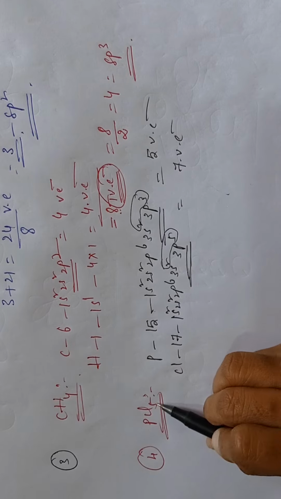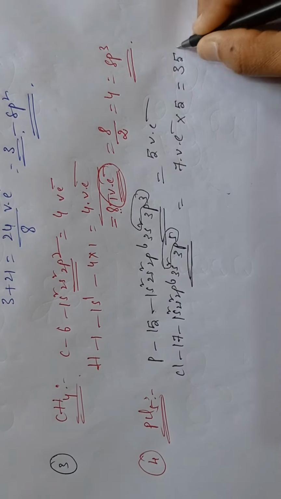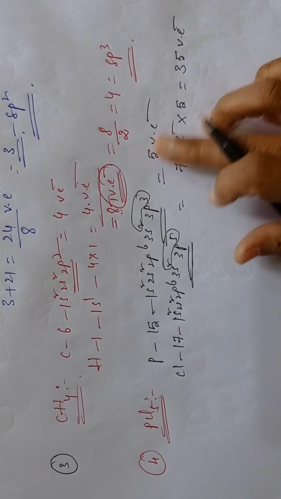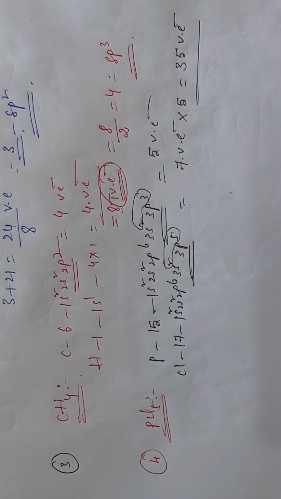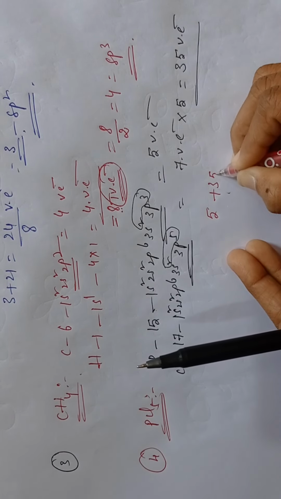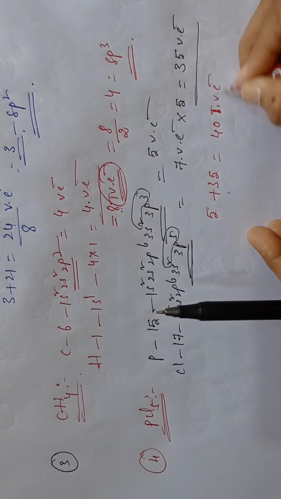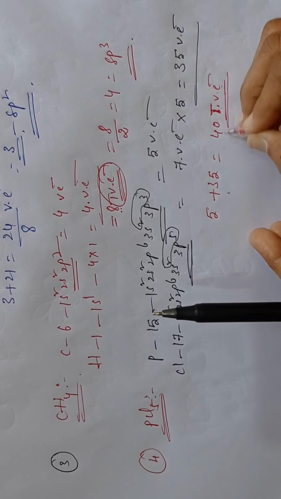Chlorine atomic number 17: 1s2, 2s2, 2p6, 3s2, 3p5. How many valence electrons? 2 plus 5, 7 valence electrons. But here 5 chlorines are there, so you have to multiply by 5. 7 fives are 35 valence electrons. Then 5 valence electrons plus 35, total how much, students? 5 plus 35, total 40 valence electrons.